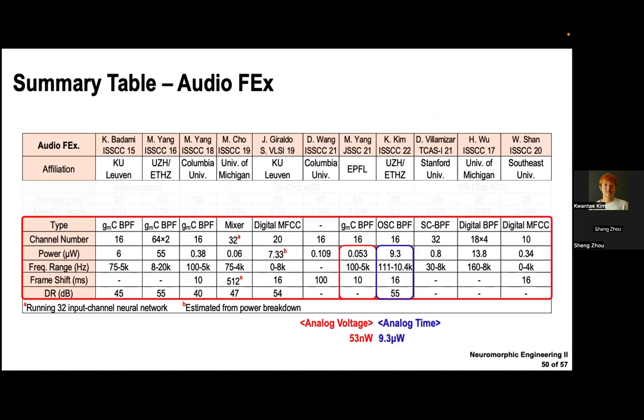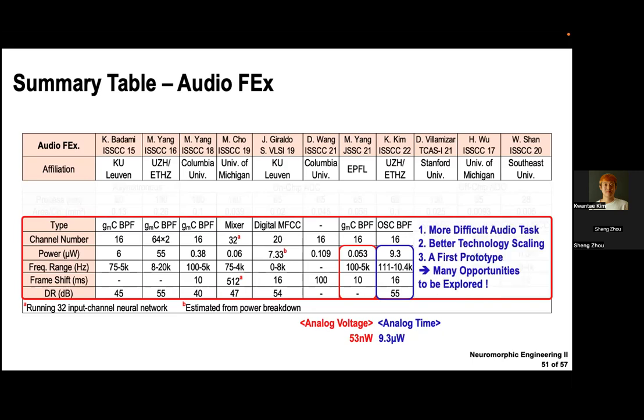And comparing analog voltage domain and analog time domain, our work didn't surpass the previous work's ultra low power consumption. However, I want to address several things. The first one is that ours was verified with 12-class keyword spotting, and the other one was verified with 2-class voice activity detection.